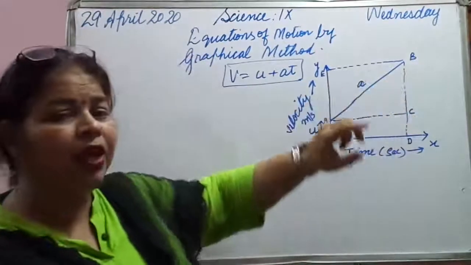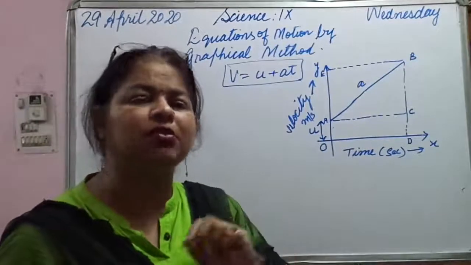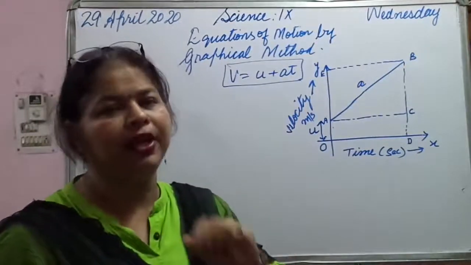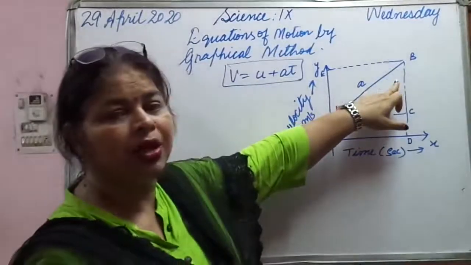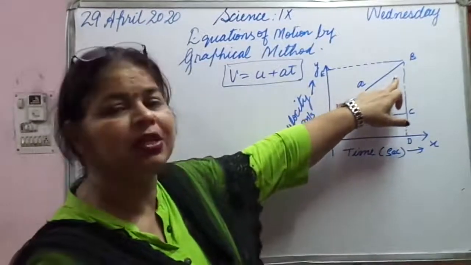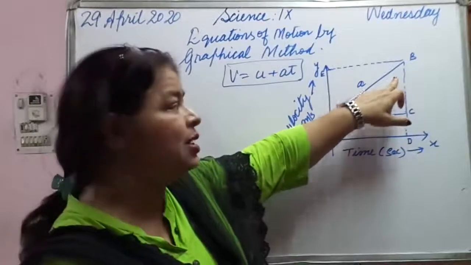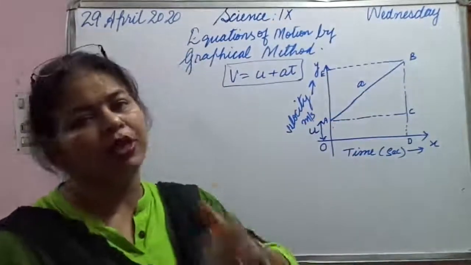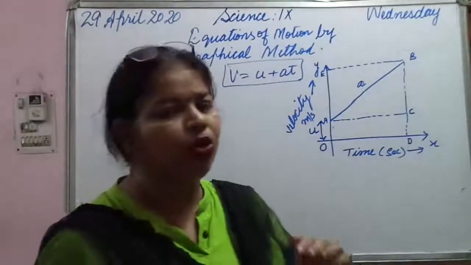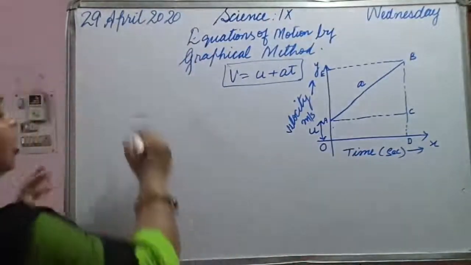So we have to find out the value of acceleration. Okay, how to find it out? The slope of this line gives us acceleration. So what is acceleration? Acceleration is change in velocity upon time taken. Okay, so we have to start now.